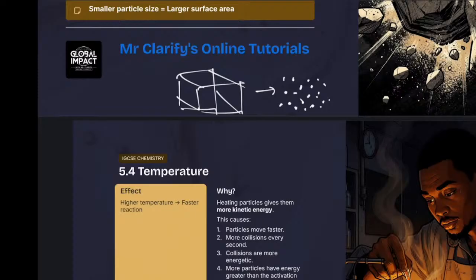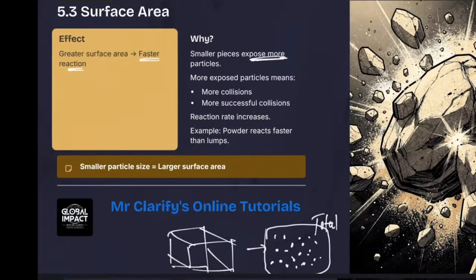But we are saying if you take a big rock and you crush it into many small particles, you are going to have a large surface area. Which large surface area? The combined one. When you add the total, it is more than the rock. So small particles have a larger exposed area. A larger exposed area will lead to more collisions, which will be more successful collisions, and the rate will increase.